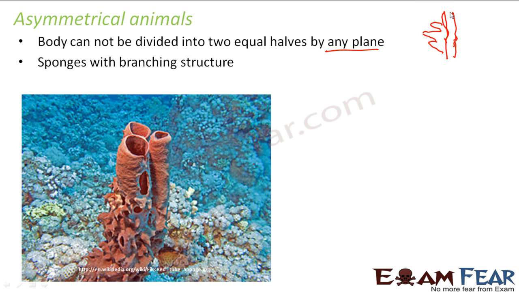Now if you divide it along this axis, this side and this side, it is not symmetrical, right? Again, it might grow in this fashion. So the shape is totally arbitrary. That is why it is said to have asymmetry.